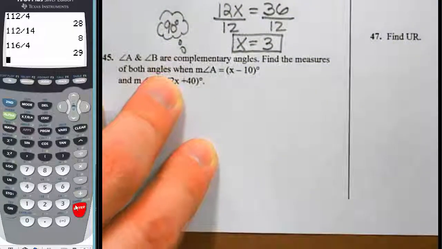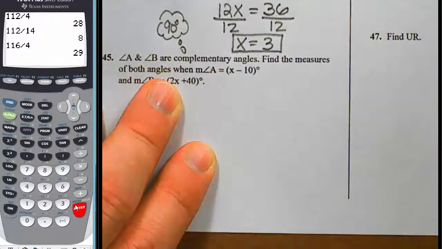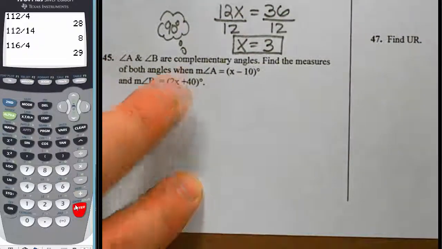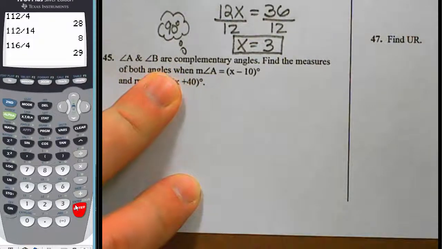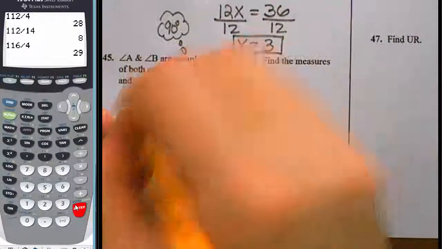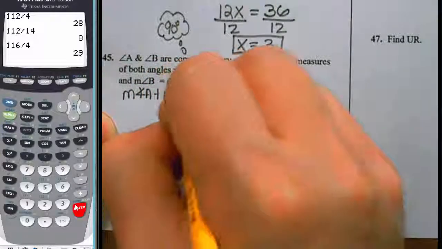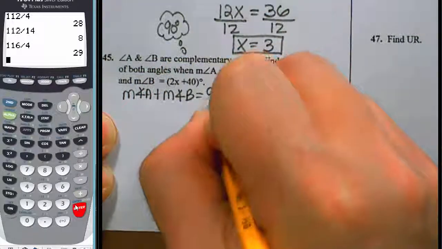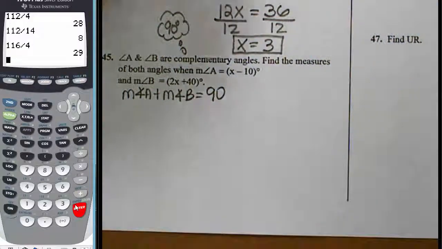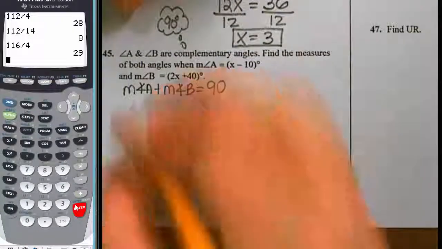Now remember that supplementary means 180. So please remember that: complementary 90, supplementary 180. So basically this problem is saying that the measure of angle A plus the measure of angle B equals 90. Alright, let's plug in that information.